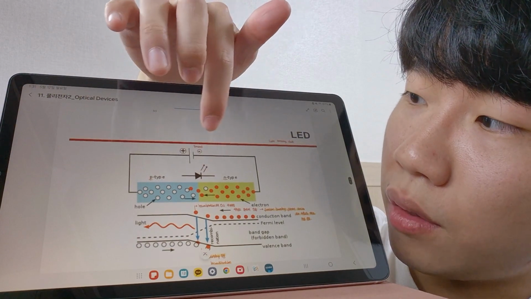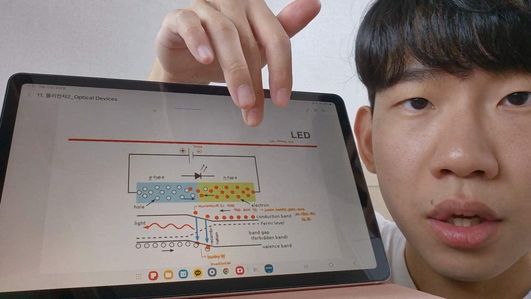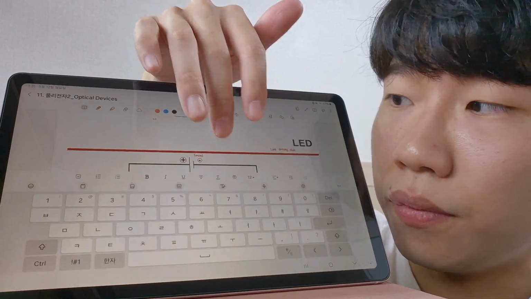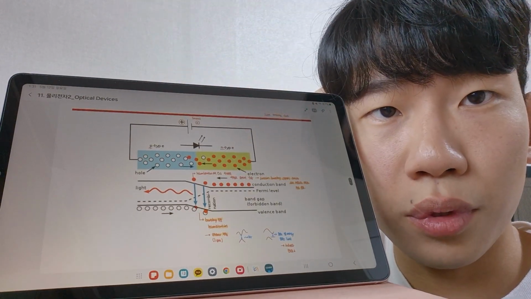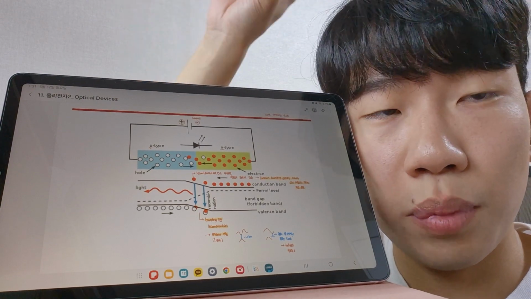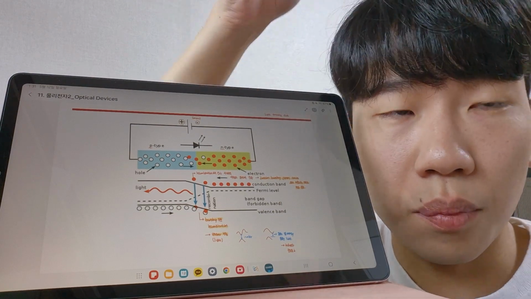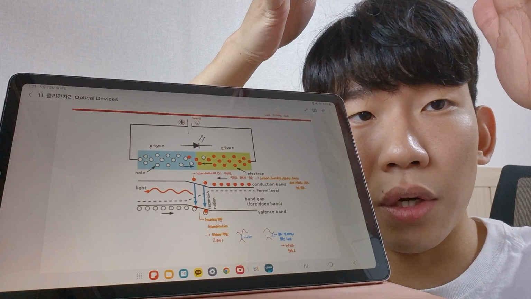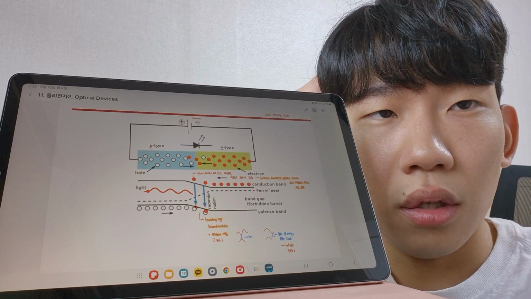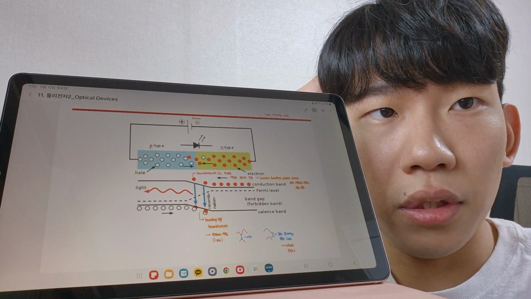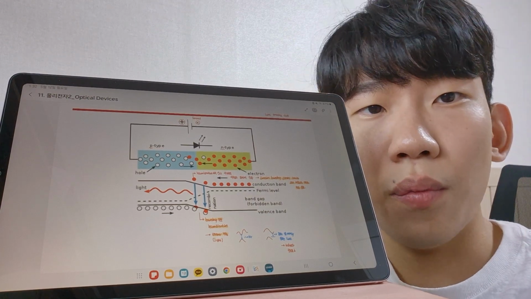Like these N type and P type, we apply a plus bias to the P type and a minus bias to the N type. Then electrons move from N type to P type, and holes move from P type to N type. At the PN junction boundary, recombination happens, and recombination emits energy like light.